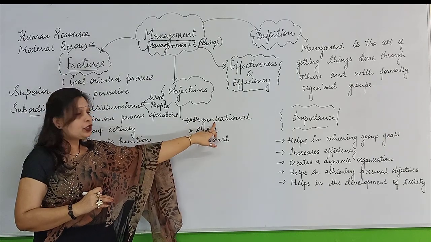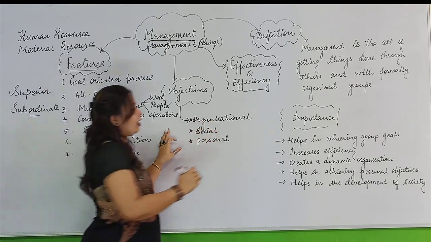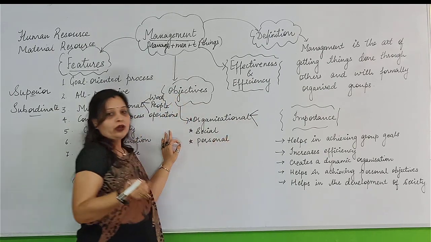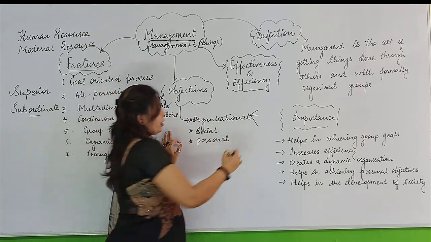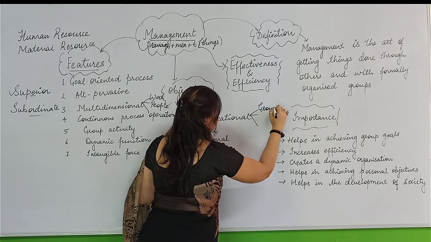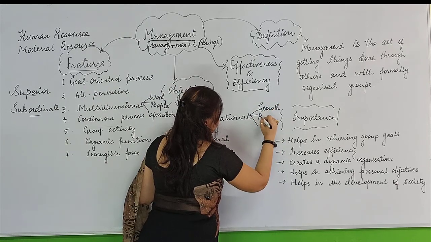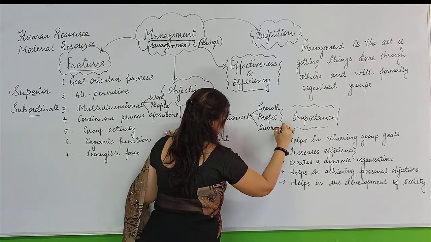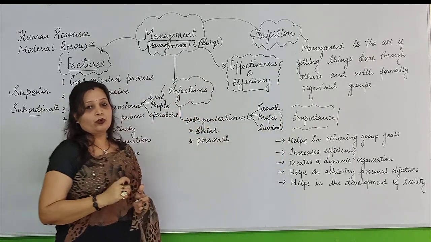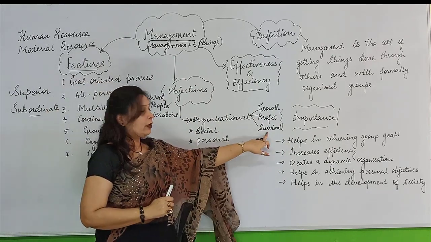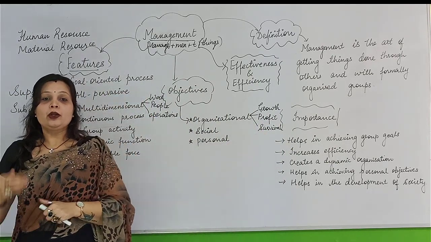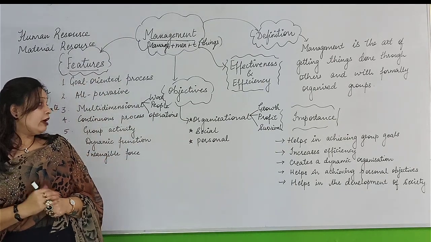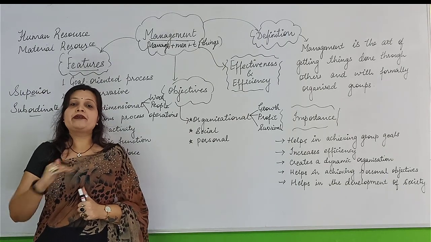Now here organizational means fulfilling the organizational objectives, and as you all know, we are doing business for profit. So here three types of objectives are there: survival, profit and growth. Now what is the meaning of survival? Survival means that the very first objective of any new business is survival. Survival means being good enough to survive in the market.